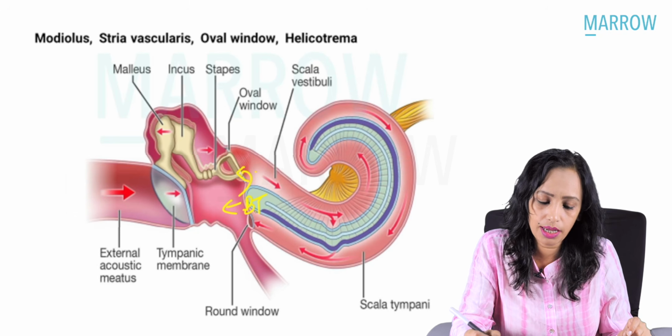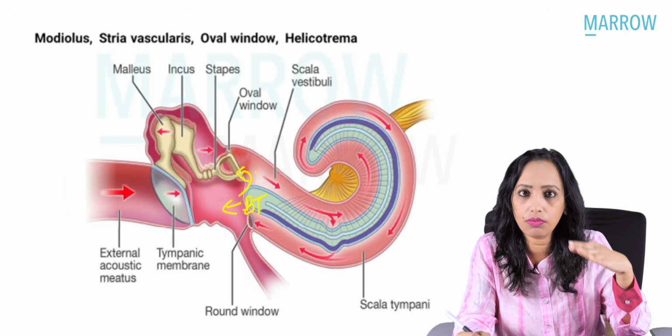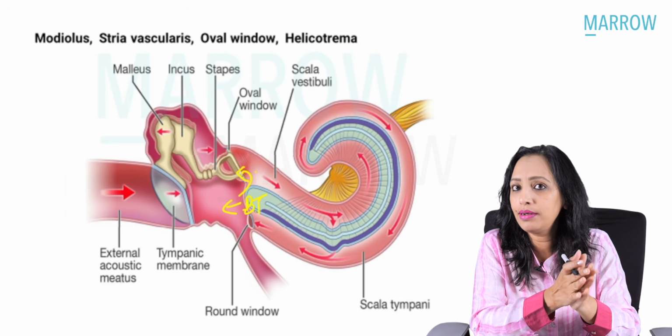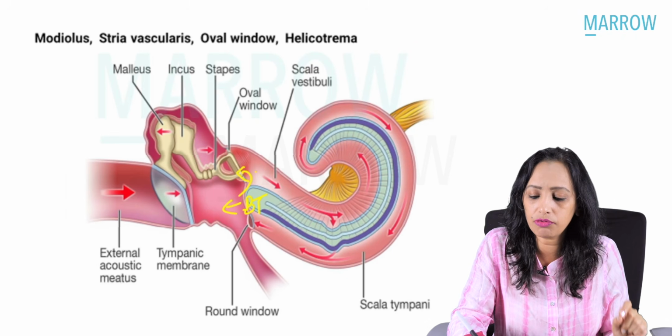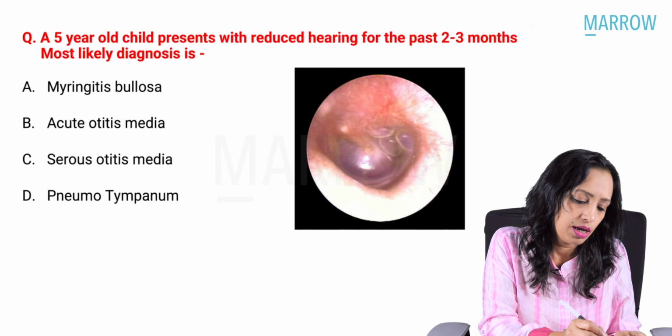So the answer there is the oval window. Is that clear? So just one by one, step by step, when you try to decipher and dissect the question, you will come to an answer. Everything that will be asked, you have read it. Coming to the next question.